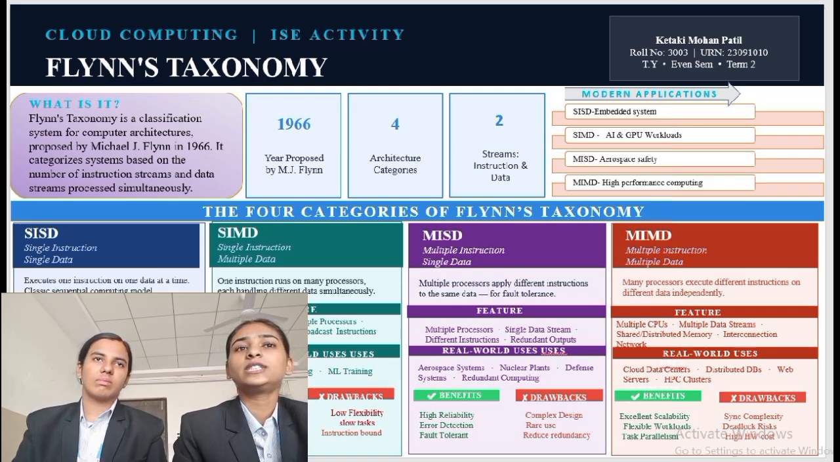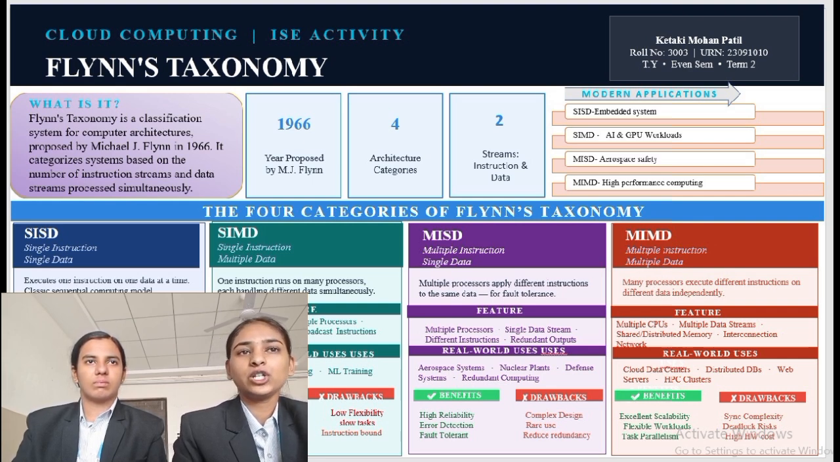Similarly, streaming platforms like Netflix, or cloud platforms like Amazon Web Services, Microsoft Azure, Google Compute Engine, and it has some features as well: it has multiple CPUs, independent processing, and shared or distributed kind of memory.